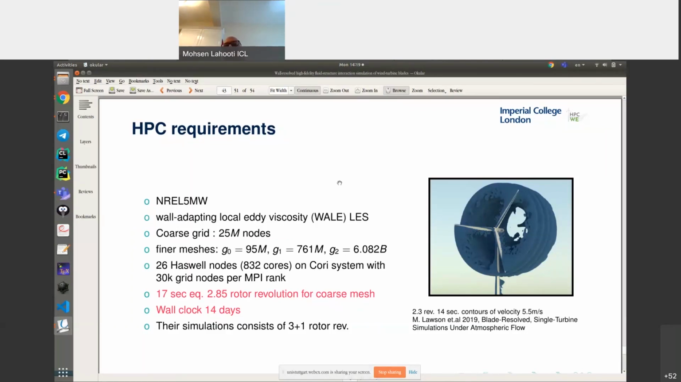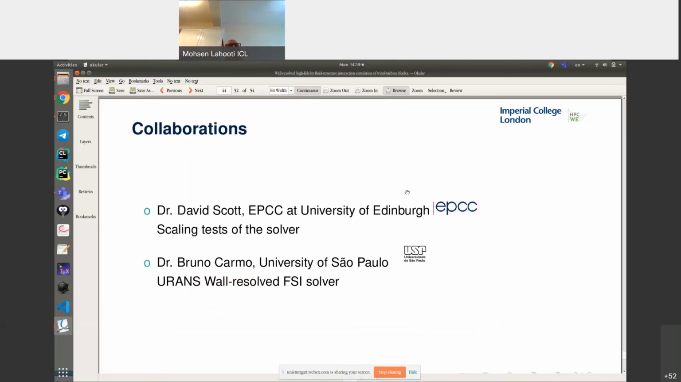However, they use this 25 million for the whole domain, and they simulated the rigid body rotation of the blade. And my simulation, because of the vibration and those time scales, is just focused on the blade itself, not the entire turbine. Finally, I'd like to mention the collaboration that we had during this work with Dr. David Scott from EPCC at the University of Edinburgh, which helped us doing the scaling test for the solver.